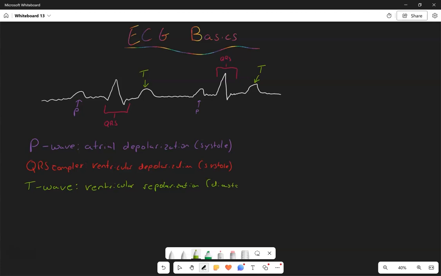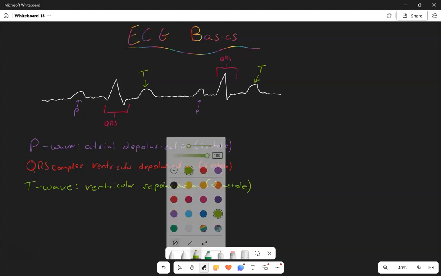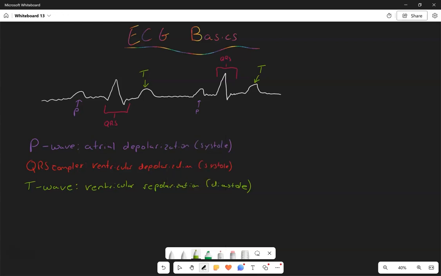Okay, so what do you notice that we are missing in our cardiac cycle that's not represented in our ECG, right? So what we are missing is, we'll put this in blue, right? What we're missing is our atrial repolarization. So why is atrial repolarization missing?